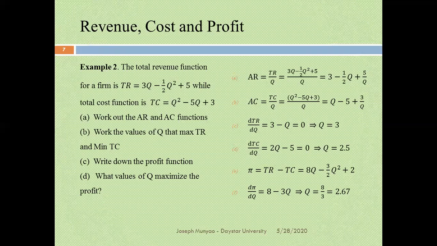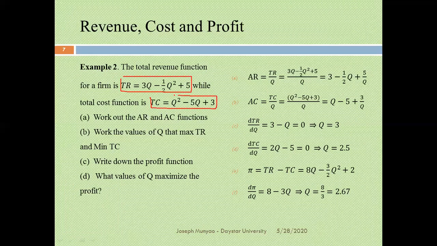Let's work out two examples here. Now, suppose you have been given this function. The total revenue function of a firm is this, and the cost function is this. Now, let's work out the AR and the AC. To get AC, simply divide TC over Q. So you simply divide this function over Q, and that is the function that you get. To get average cost, divide total cost over Q, and this is the function that you get.